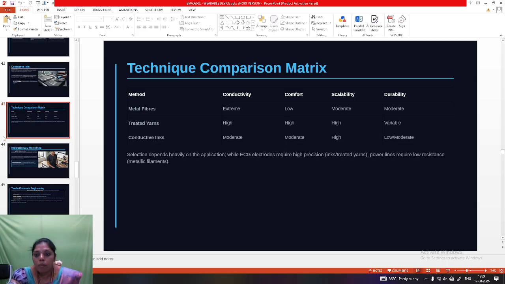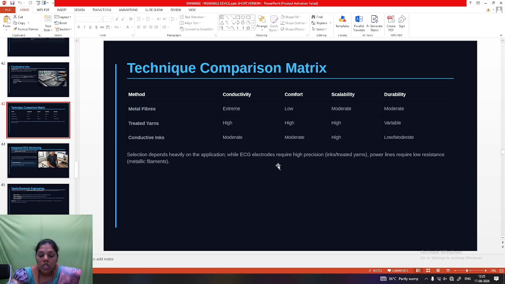Technical comparison of methods. Metal fibers: conductivity extreme, comfort low, scalability moderate, durability moderate. Treated fibers: conductivity high, comfort high, scalability high, durability high. Conductive inks: conductivity moderate, comfort moderate, scalability high, durability low or moderate. Selection depends heavily on the application.